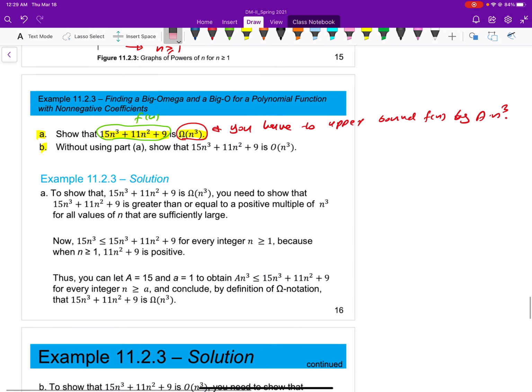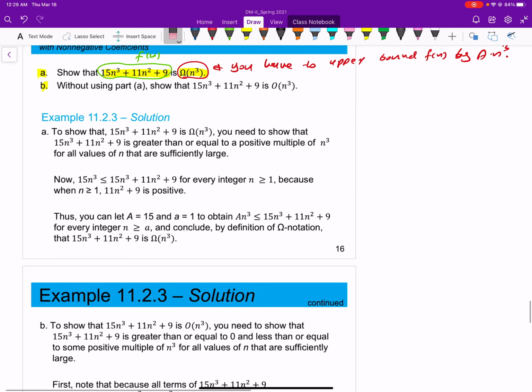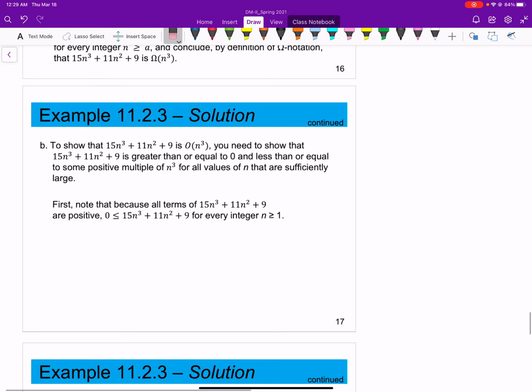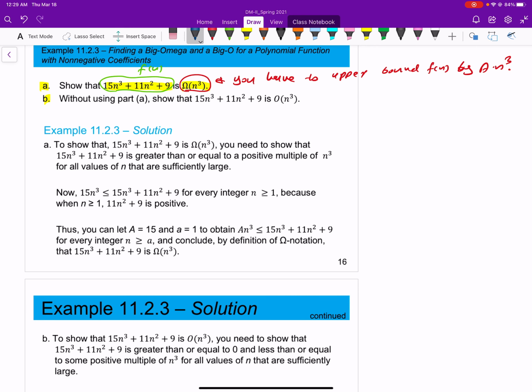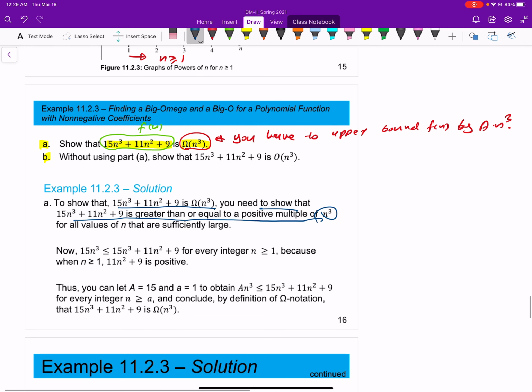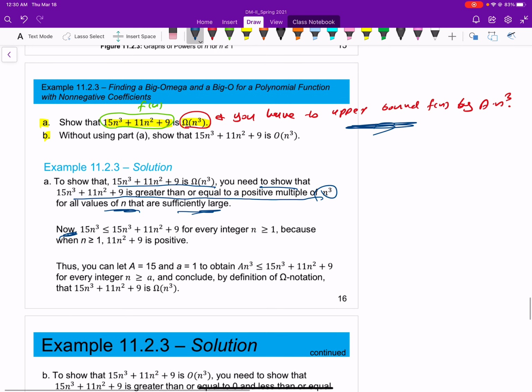Okay, I have given the detailed solution, so you can read that. Let me read it for you. To show that this is that, you need to show that this is greater than or equal to a positive multiple of that. That means the upper bound case. You have to show that f of x is upper bound by a times n to the power 3 for all values of n that are sufficiently large. All right. Now what do we do?